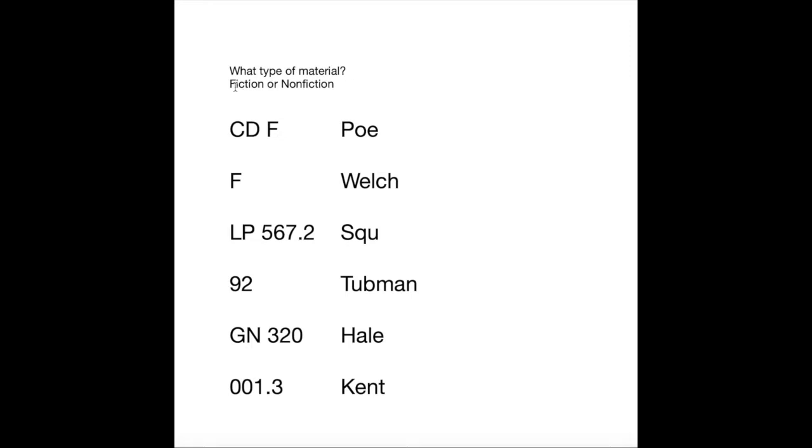So remember, the first part tells what type of material. Is it fiction or nonfiction? The second part tells you the author's last name. And that's how you know if you have a complete call number, and that's how you're able to use this information to search the catalog correctly.